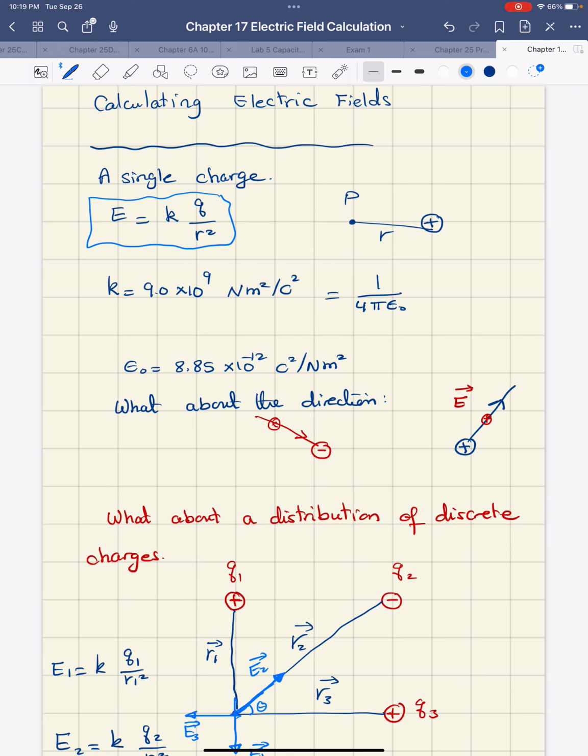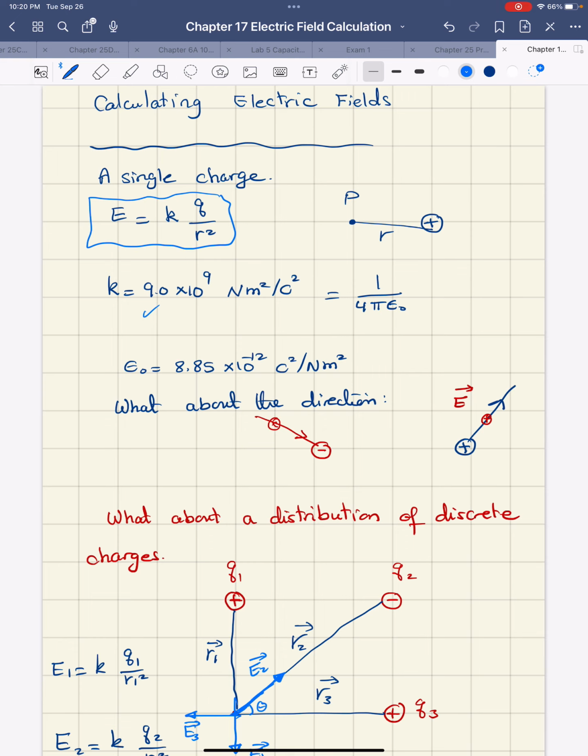Epsilon 0 we call the electric constant, and it is 8.85 times 10 to the negative 12 coulomb squared per newton meter squared. K equals 1 over 4 pi epsilon 0, and it's always easier to have K ready for the calculation, using 9 times 10 to the 9.